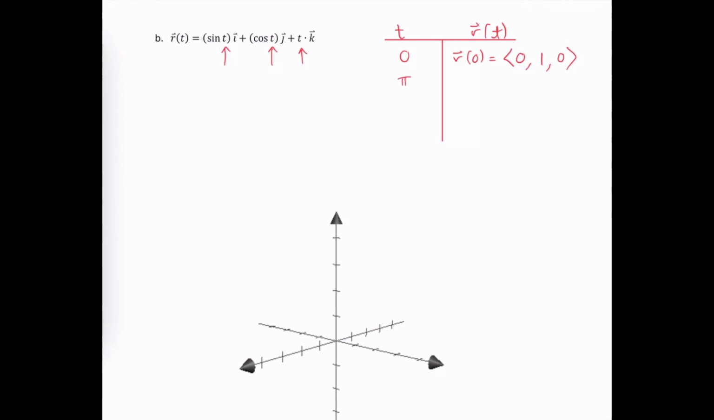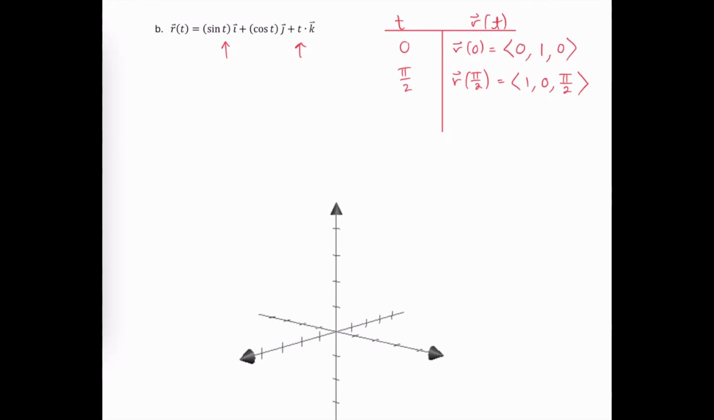Let's grab one more, pi over 2. When we plug pi over 2 into the vector function, what we end up with is the sine of pi over 2, which is 1. Cosine of pi over 2 is 0, and when we plug pi over 2 into the z component here, we just get pi over 2. And what that tells me is that our initial vector is going to be pointing to 0, 1, 0. 0 in the direction of x, 1 in the direction of y, and 0 in the direction of z. So our right circular helix has a different start position.